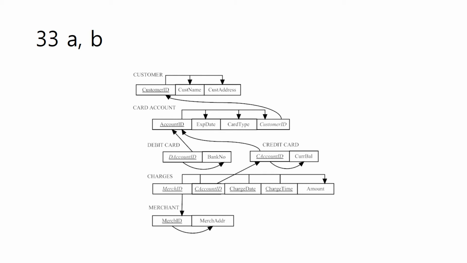There are two types of card account, debit card and credit card. Credit card accounts accumulate charges with merchants. Each charge is identified by the date and time of the charge as well as the primary keys of the merchant and credit card. A. Develop a relational schema.